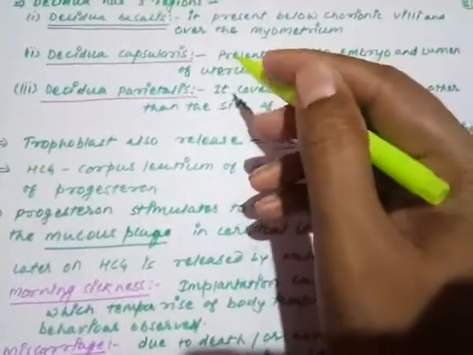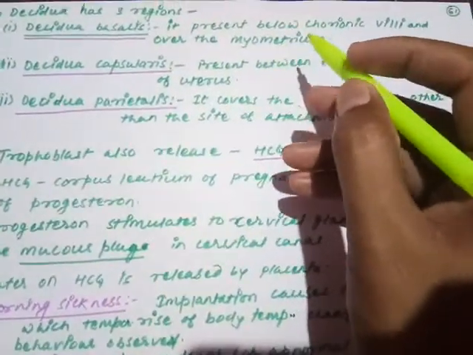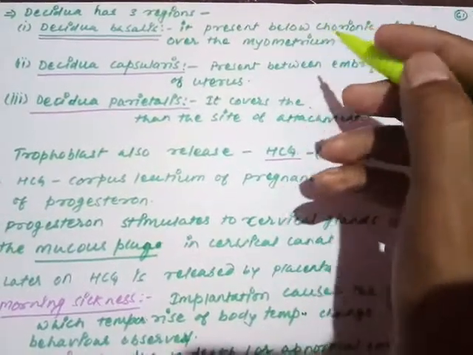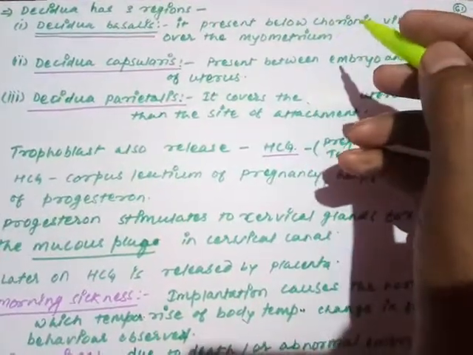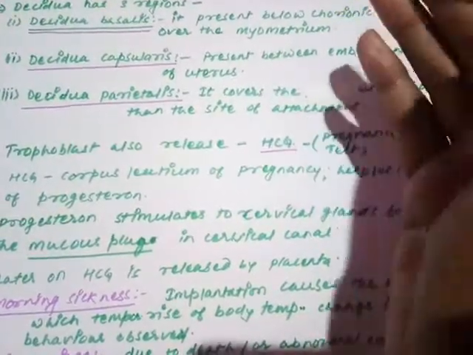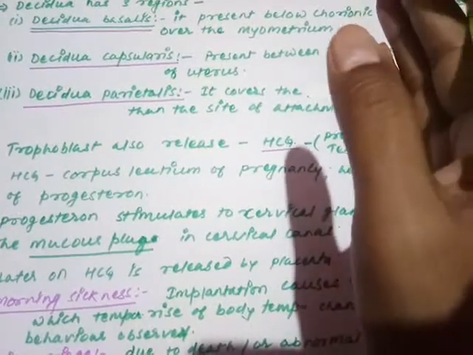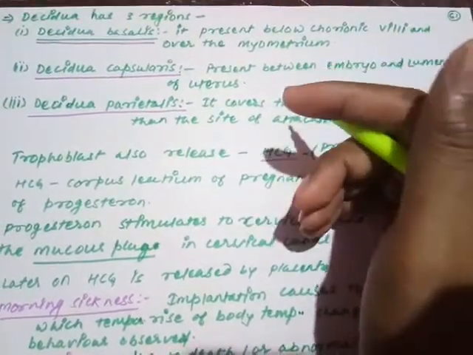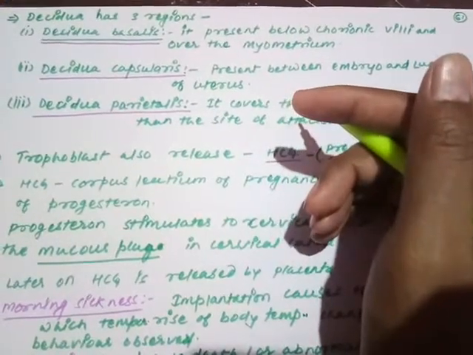So decidua basalis is the part of decidua which is present below the chorionic villi and over the myometrium. मतलब एंडोमेट्रियम के ठीक नीचे और मायोमेट्रियम के ठीक ऊपर. और कोरियोनिक विलाई जैसे ही धंसता है अंदर की तरफ तो वो कहाँ तक पहुँच जाता है, to the region of myometrium. So decidua basalis is the part which is present just below the chorionic villi and above the myometrium.